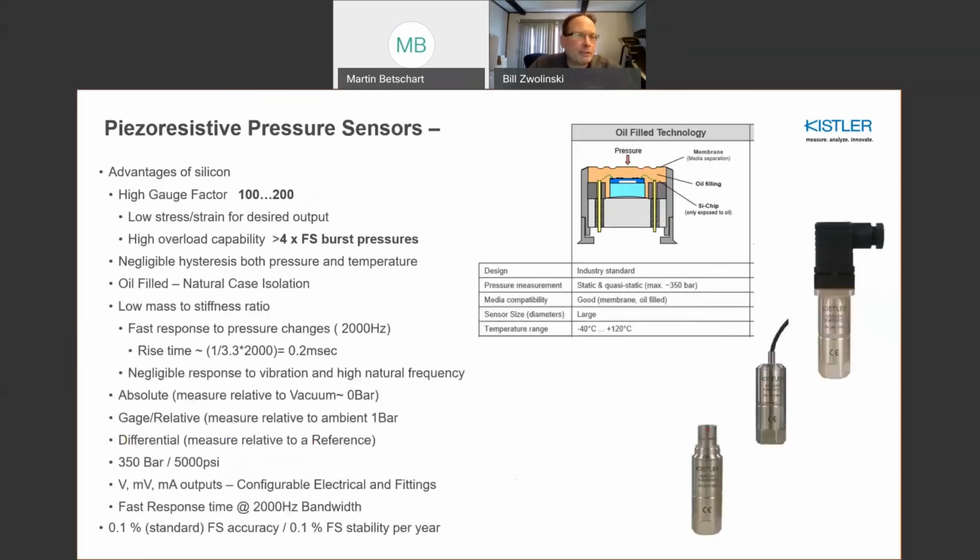Certainly some of the benefits of this piezo-resistive technology is high gauge factor, meaning you need less deflection in the surrounding metal to get a higher output, and very high burst pressures. So if you have a bad day of testing, you don't have to buy new sensors as readily. So that's a real plus. Certainly, the other advantage is 2 kilohertz of bandwidth, and rise times are on the order of, say, a couple tenths of a millisecond for this technology.